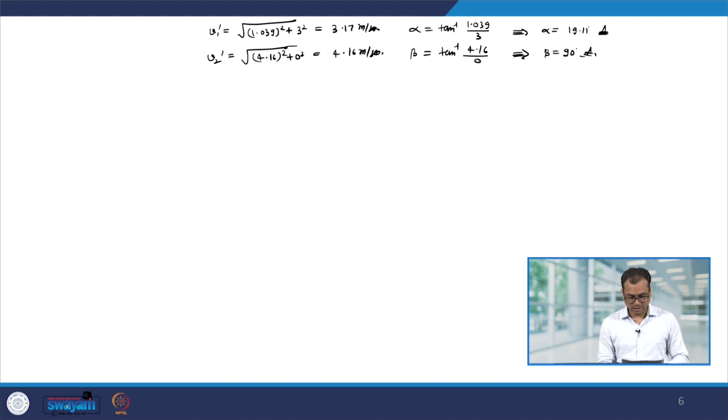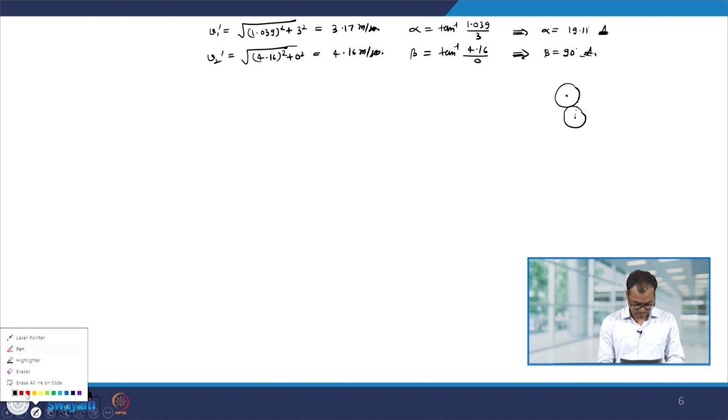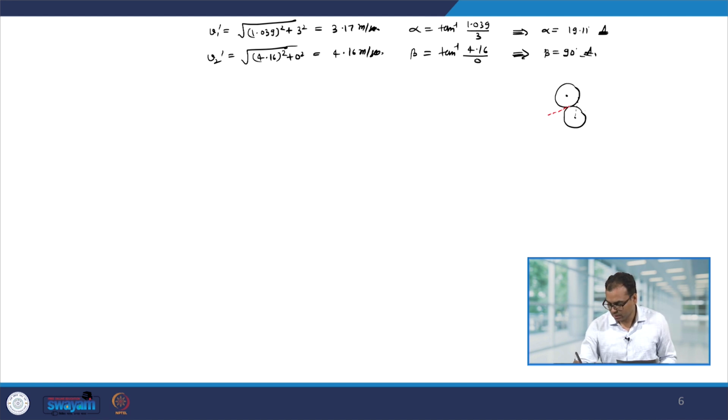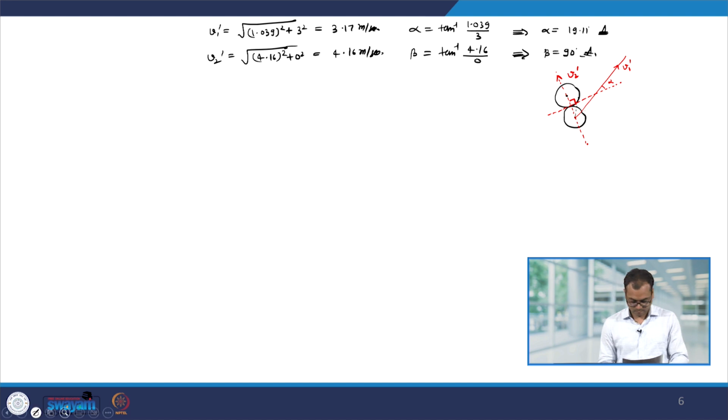Okay. So, the situation will be like that. So, we had this particle there, and then this one here. After the impact, so this is our common tangent, this is the line of impact, this is beta degree. So, therefore, particle 2 will move with a velocity of v2 prime in that direction, and particle 1 will go in a direction alpha with a velocity of v1 prime, okay, where alpha is 19.11 degree.